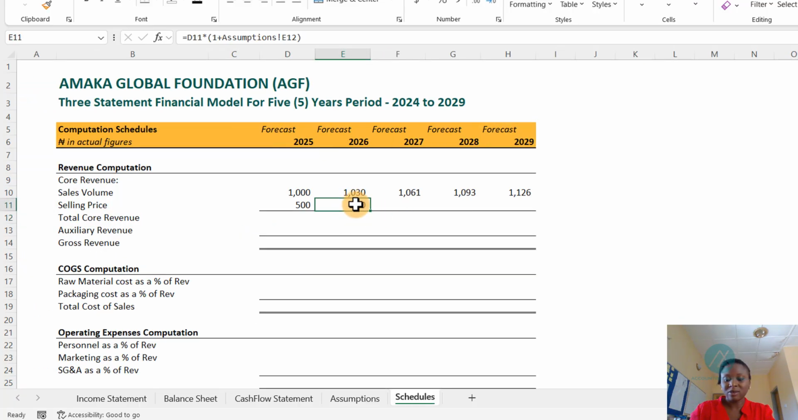So you can see it's going to increase by 510. So that's what will be happening all through. So I'll just copy and paste it here, and that's it. All right. So you can see the growth rate, 1000 at 3%.